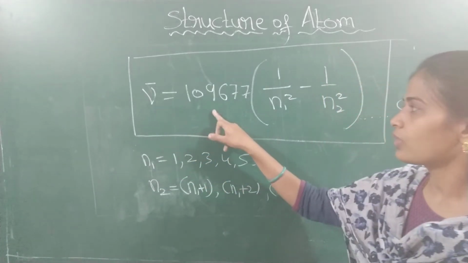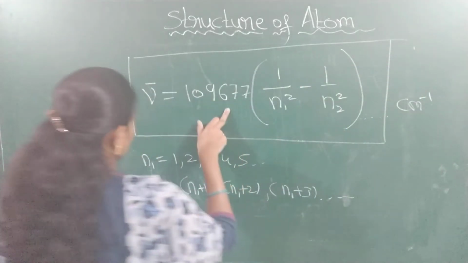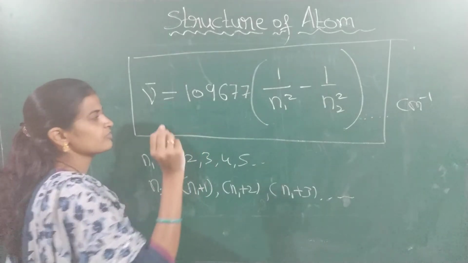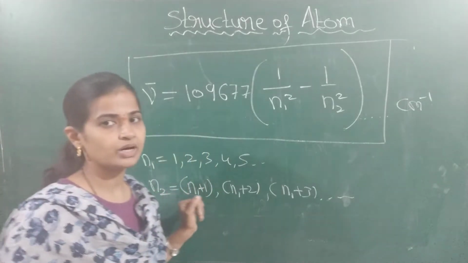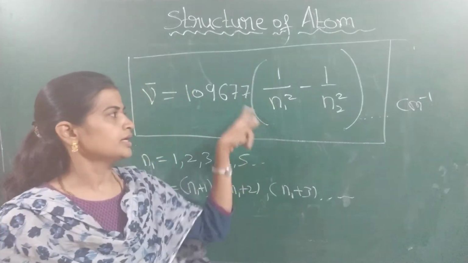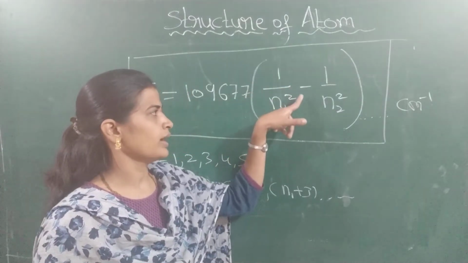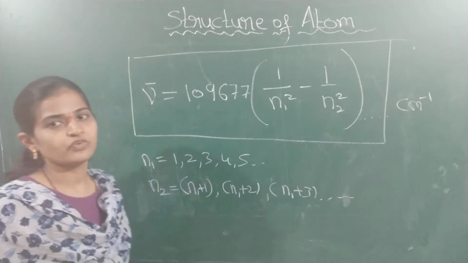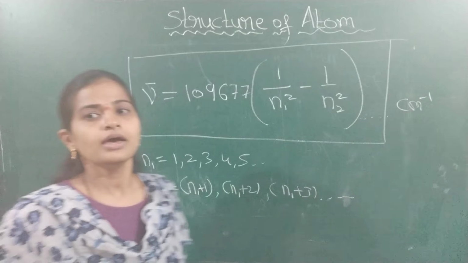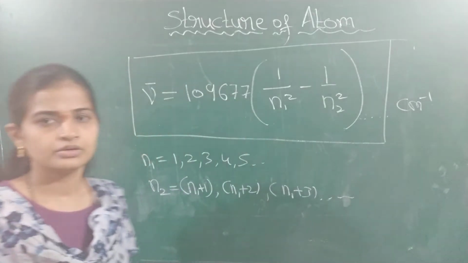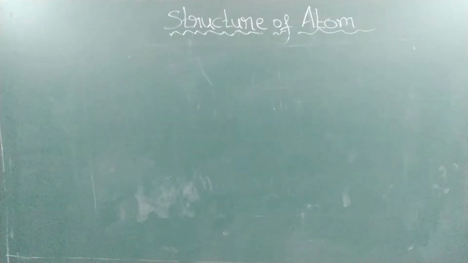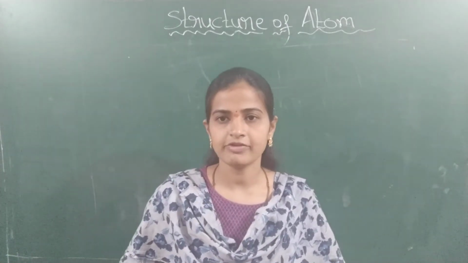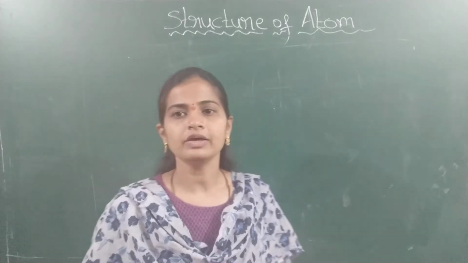The formula is 109677. It is known as Rydberg's constant. 109677 value is known as Rydberg's constant, into bracket 1 by n1 square minus 1 by n2 square. You note down this formula. Based on this formula, we will solve the numericals. Before going to solve the numericals, we should be able to identify the values of n1 and n2.